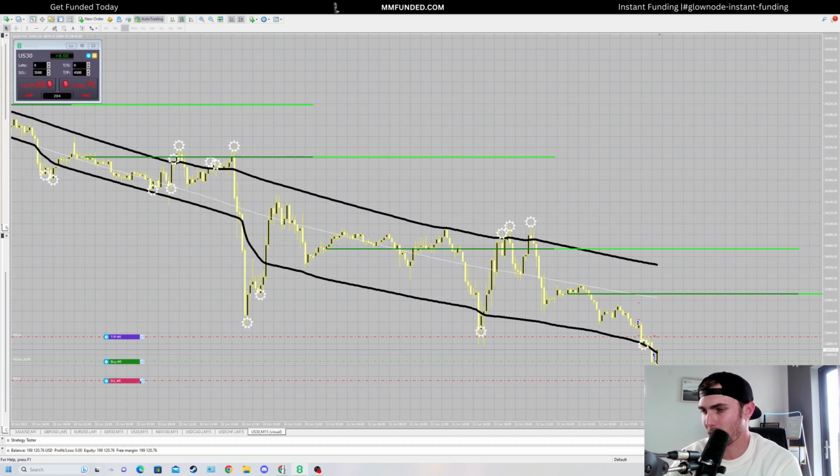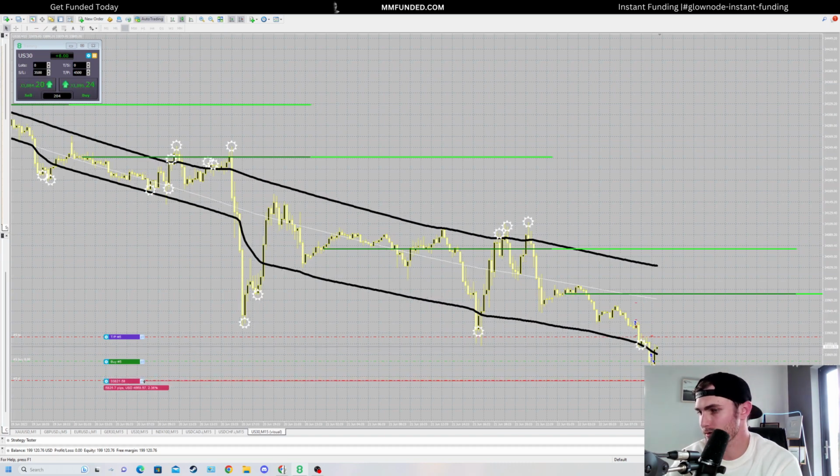Alright, so currently we're about halfway to TP. So over here we can start to look to take off some risk. If we clear this high up here on this candle, I will set break even on this trade.